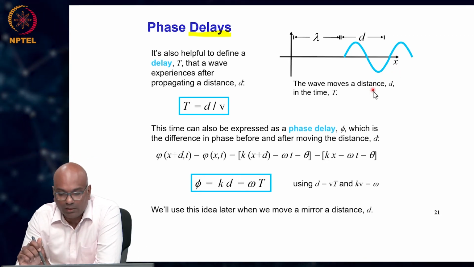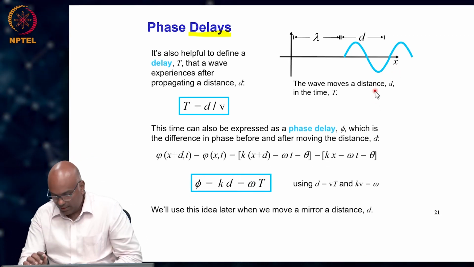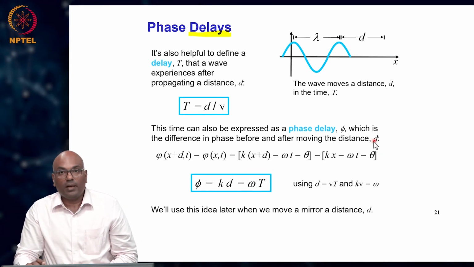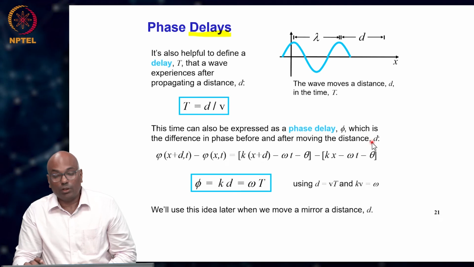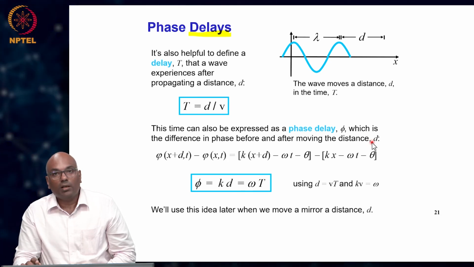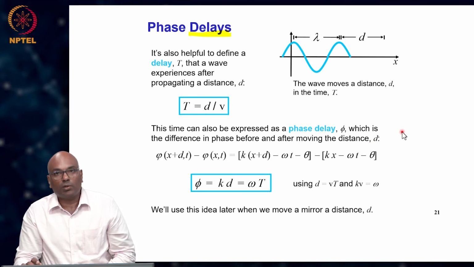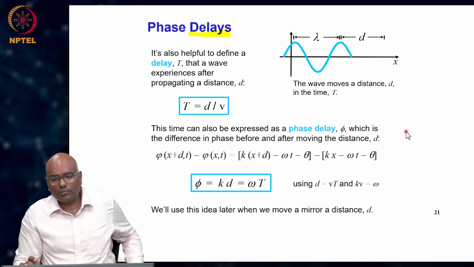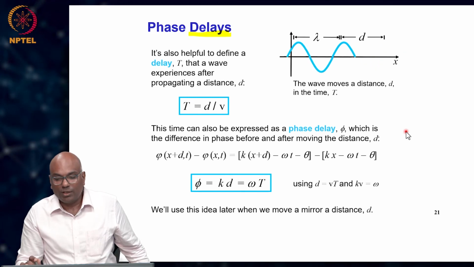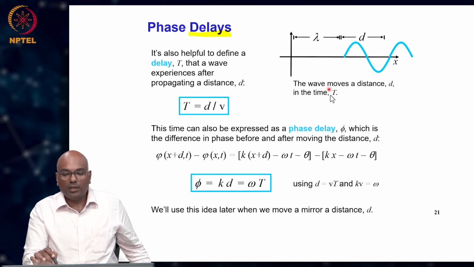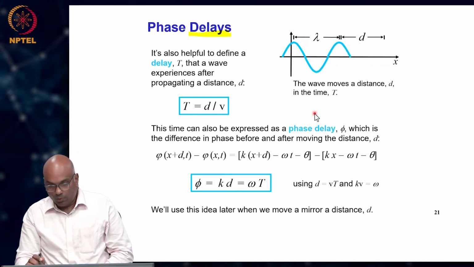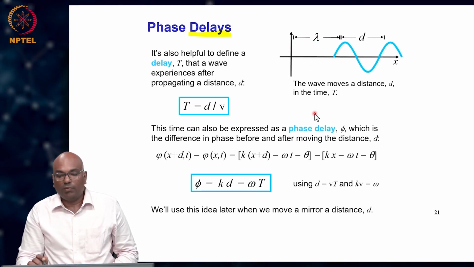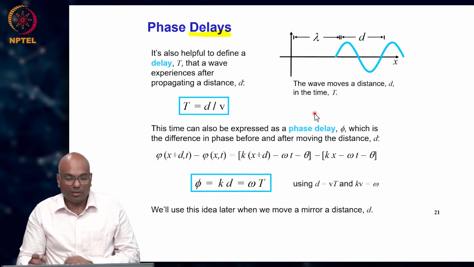So we consider an instant in time and let the wave propagate for a duration t, and we will now look at the state of this piece of the wave after it has traveled a certain distance d in a time t. That's what the animation shows here. So in a time t, the wave travels a distance d.